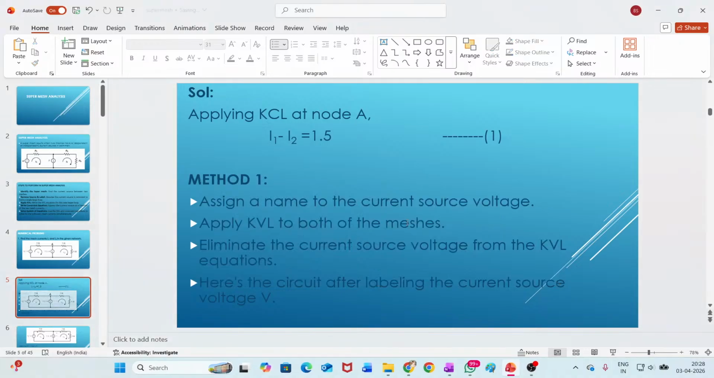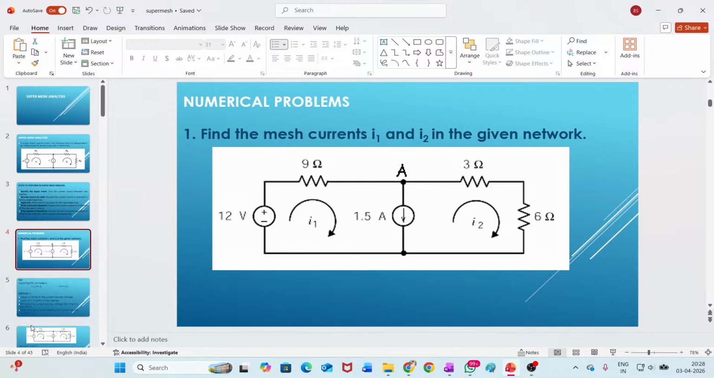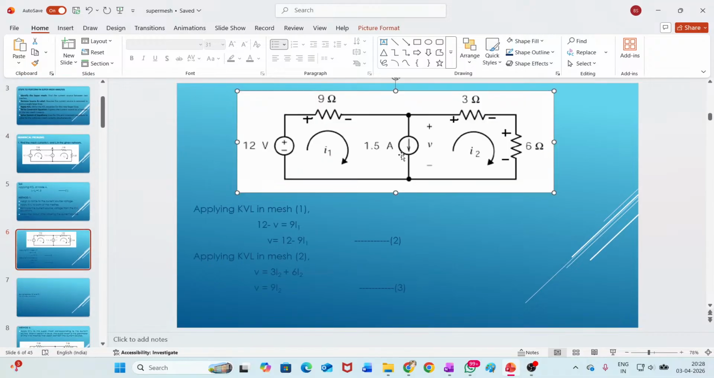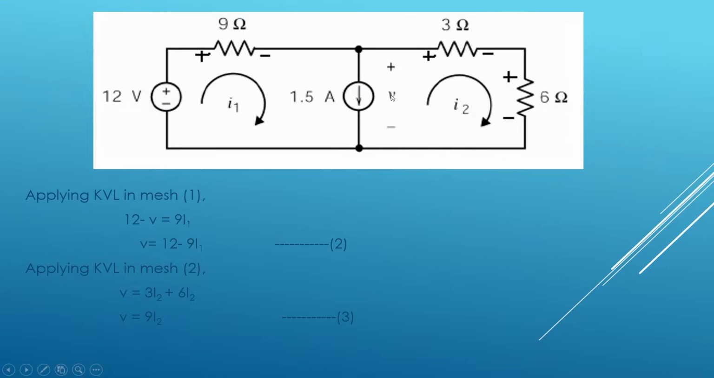Now I will remove this. Okay, so now whatever current source is there here, let us assume that the voltage across that particular current source is V. I think somewhere I have mentioned it, yeah, see here in this circuit. So I am assuming the voltage across this current source as V.